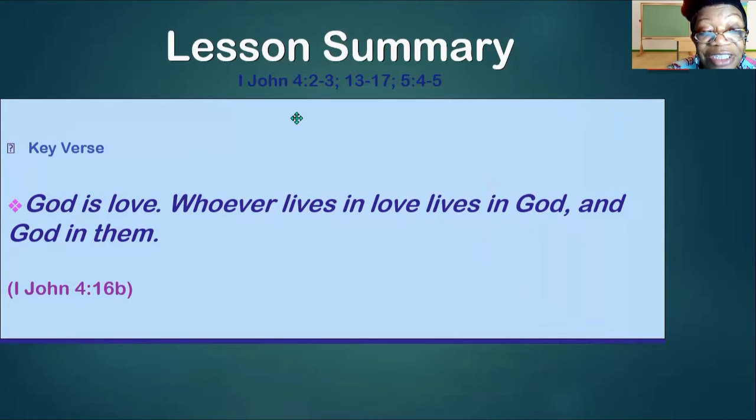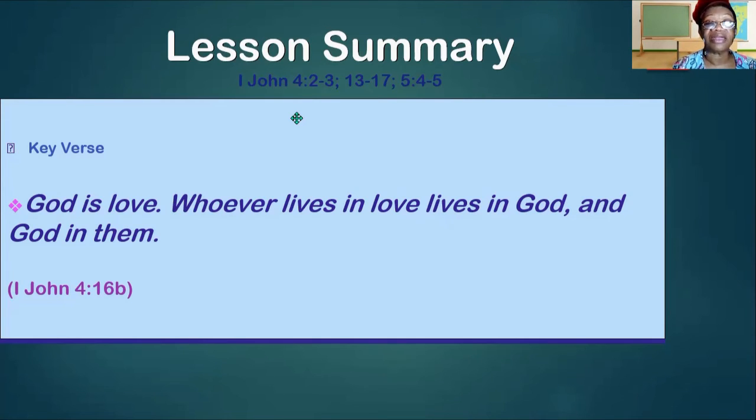1 John is a different John from Matthew, Mark, Luke, John. That one's just a plain John. This is 1 John, and you have a second one, and you have a third one. 1 John, the fourth chapter. These are hard to say. Let me see if you can do it with me. The fourth chapter, the second through the third verses, the 13th through the 17th verses, the fifth chapter, and the fourth and the fifth verses.